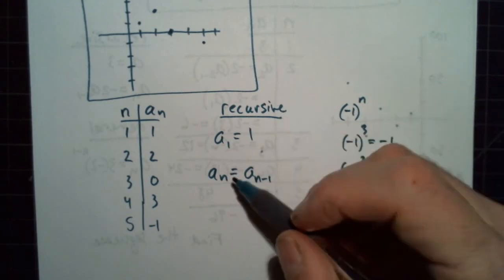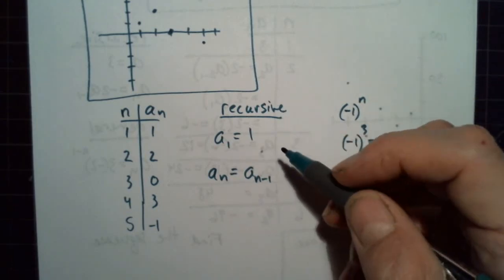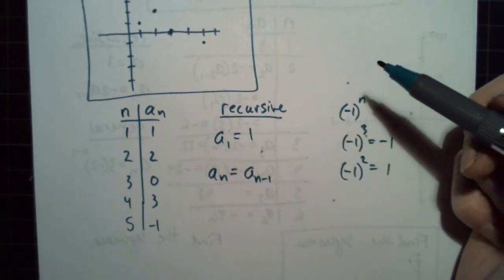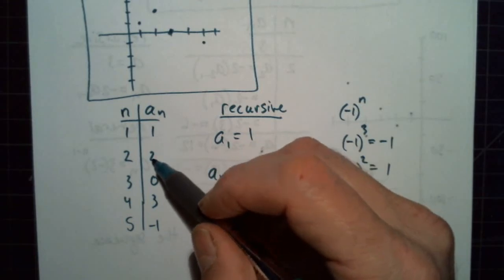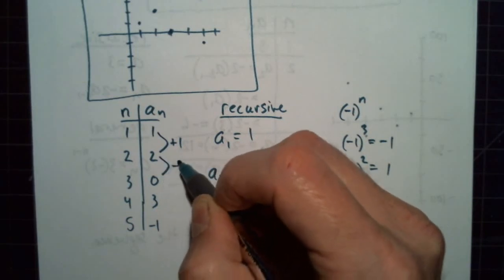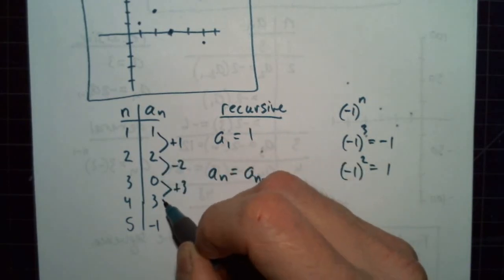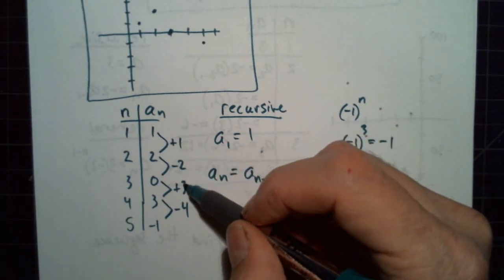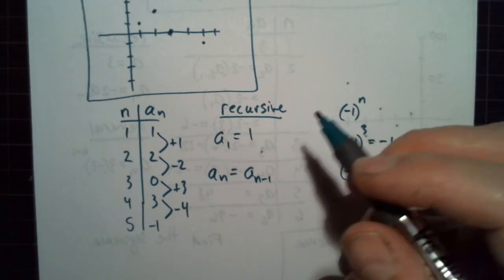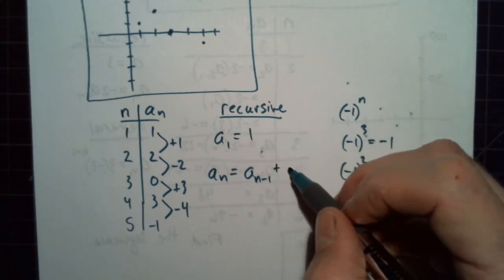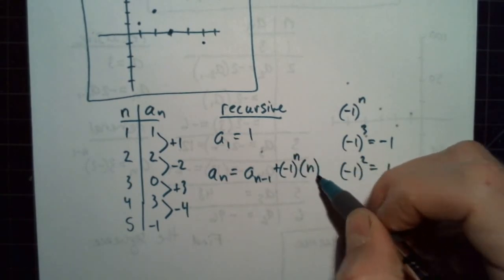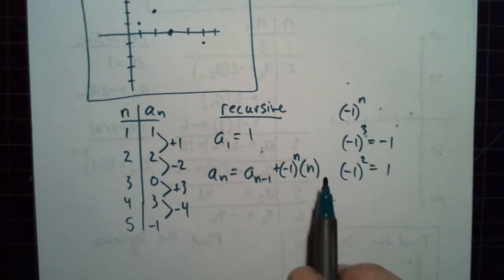A recursive formula always uses the previous term. And look what's happening here. We're going to take the previous number and then add 1, take the previous number and subtract 2. Here we add 1, subtract 2, add 3, subtract 4. We see the 1, 2, 3, 4. All we have to do is get an alternating sign. So we take the previous number plus negative 1 to the n times n. And that's because here, if we want the second number, we're going to add 1.